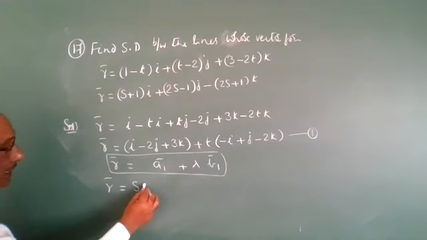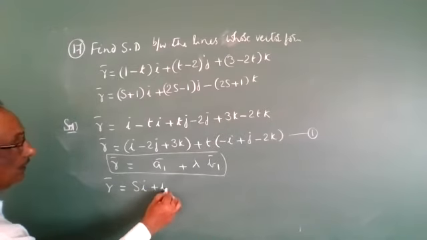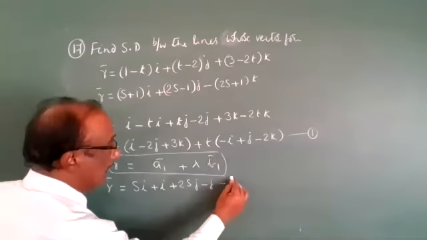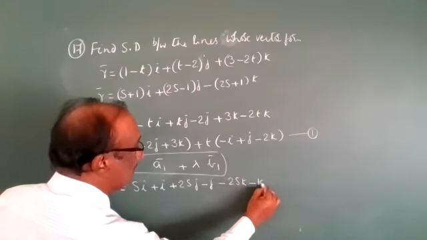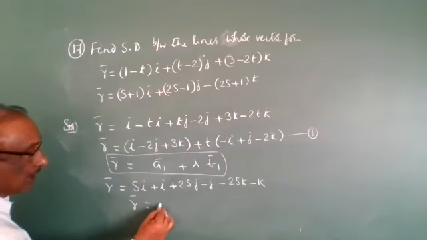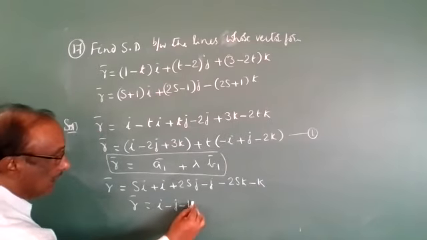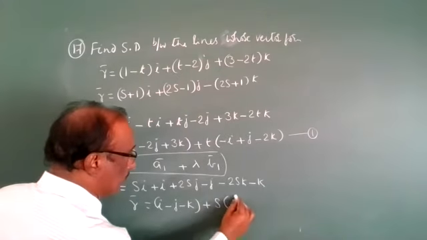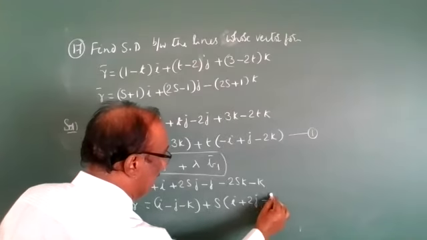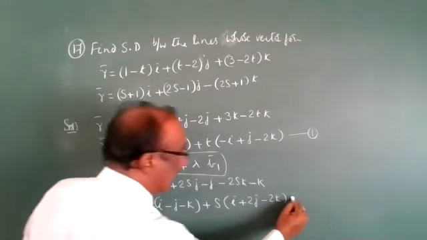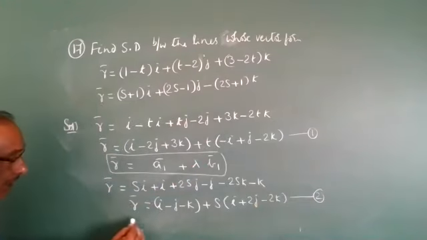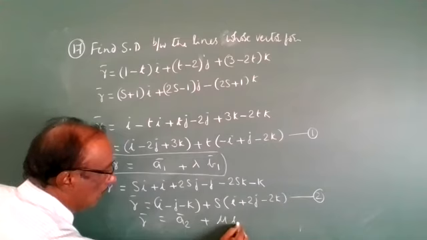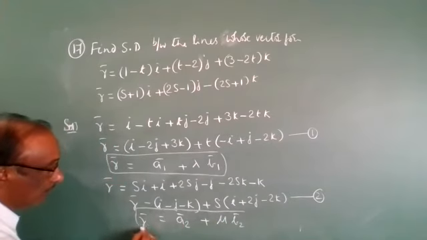r bar is equal to s i plus i, plus 2s j minus j, minus 2s k minus k. Now write r bar is equal to i minus j minus k, taking s common, plus s times i plus 2j minus 2k. Now this is the second equation. It is in the form of r bar is equal to a2 bar plus mu times b2 bar. It is in this form.